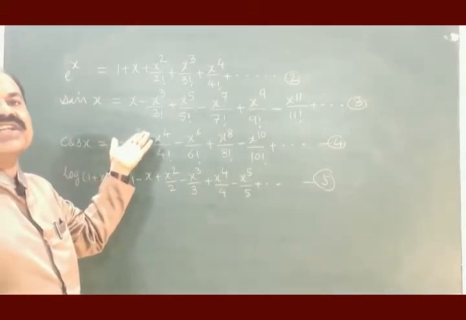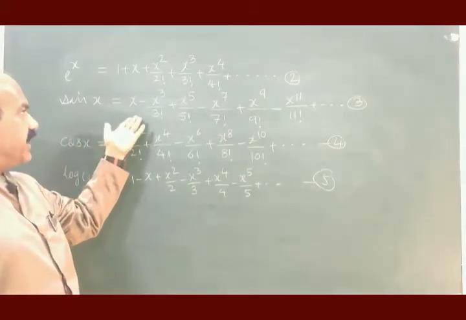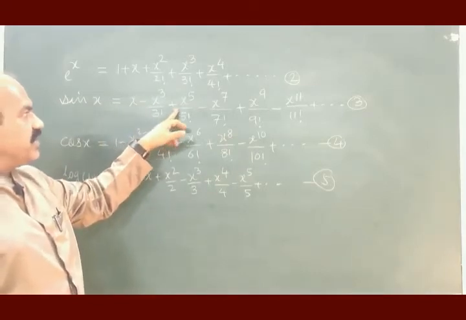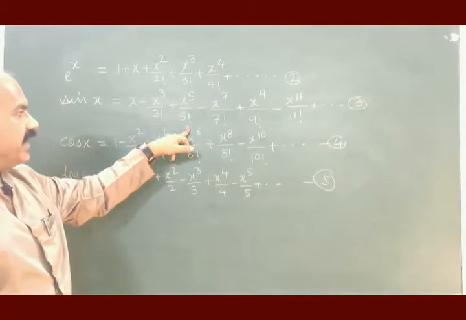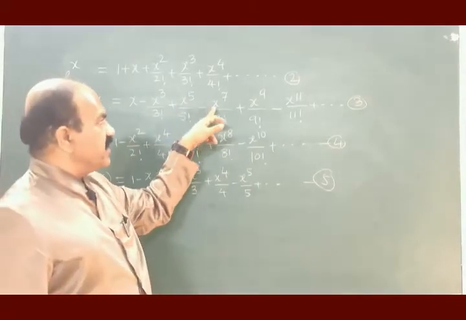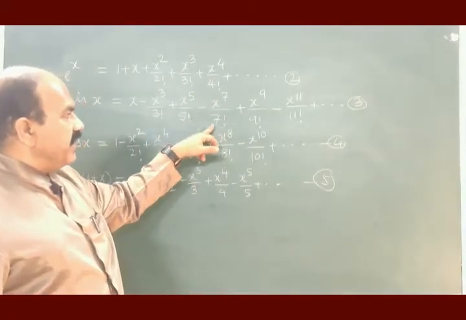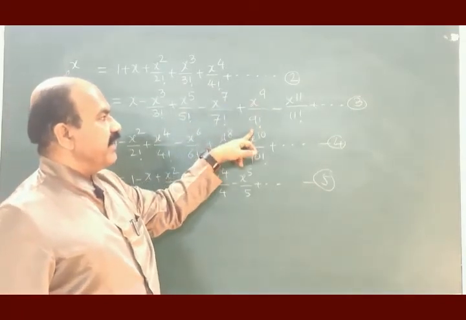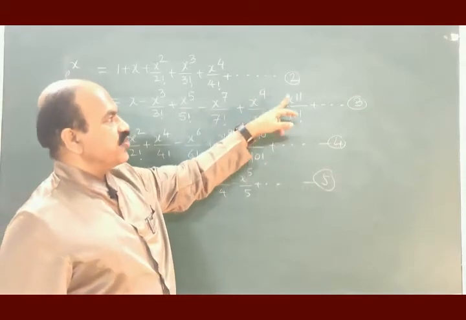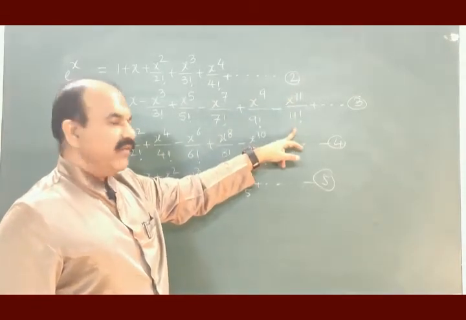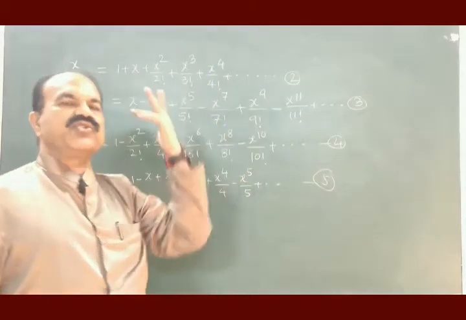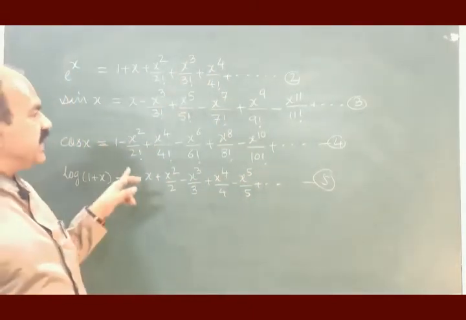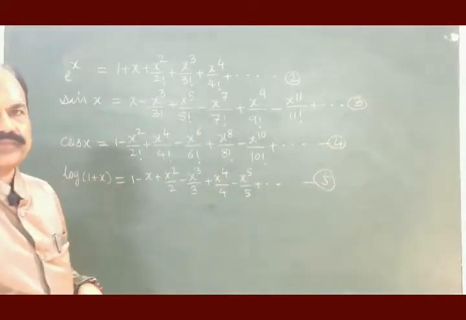represented in Taylor series form as x minus x cube divided by factorial 3 plus x to the power 5 divided by factorial 5 minus x to the power 7 divided by 7 factorial plus x to the power 9 divided by 9 factorial minus x to the power 11 divided by 11 factorial plus so on, can be continued till large number of terms, equation number 3.